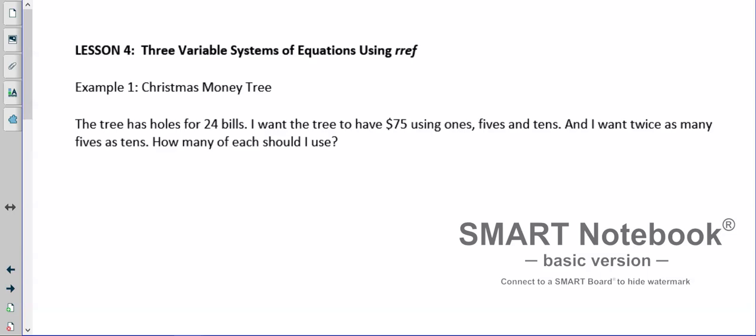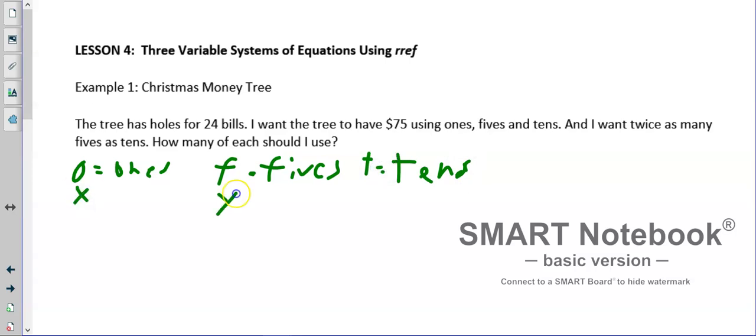So we have a story problem here. A Christmas money tree. The tree has holes for 24 bills. I want the tree to have $75 using ones, fives, and tens, and I want twice as many fives as tens. So first off, we always identify our variables. Again, you could use x, y, and z, or you could use O for ones, F for fives, and T for tens.